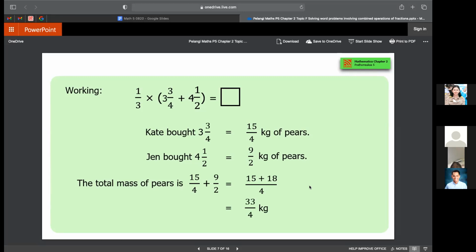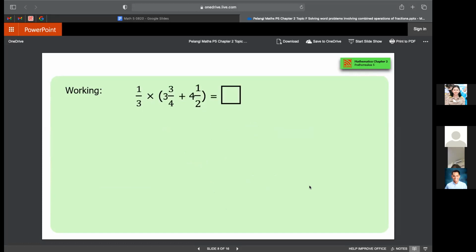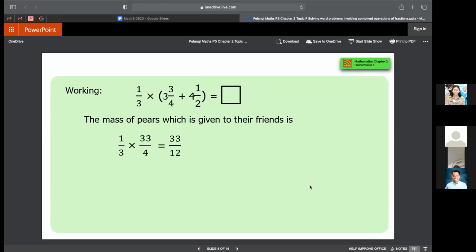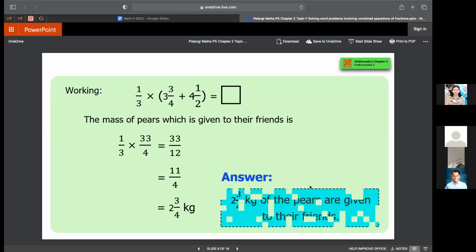Now, they give 1/3 of that to their friends. So we will multiply 1/3 times 33 fourths. We can cancel 33 and 3, or you can multiply 1 times 33, 3 times 4. 1 times 33 is 33, 3 times 4 is 12. So the answer is 11 fourths. The mixed number for this is 2 and 3 fourths. How did we get 2 and 3 fourths? 11 divided by 4 is equal to 2, with remainder 3. So 2 and 3 fourths kilogram. That is the answer already.